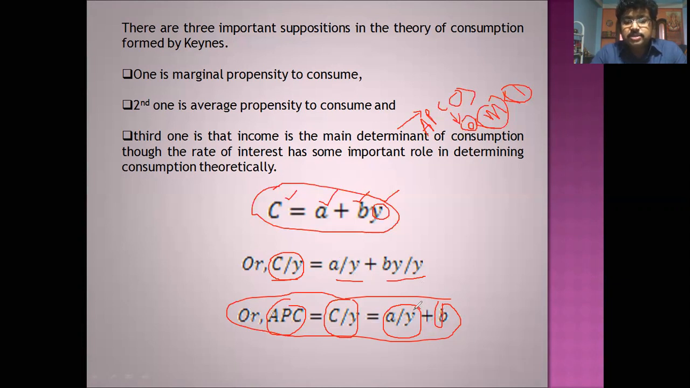So if there is an increase in income, then there is a decline in A by Y, and therefore the whole part, that is A by Y plus B, will decline. So APC will decline. If there is an increase in income, the average propensity to consume will decline. Now, we'll explain the Keynesian absolute hypothesis of consumption by a graphical presentation. Okay.